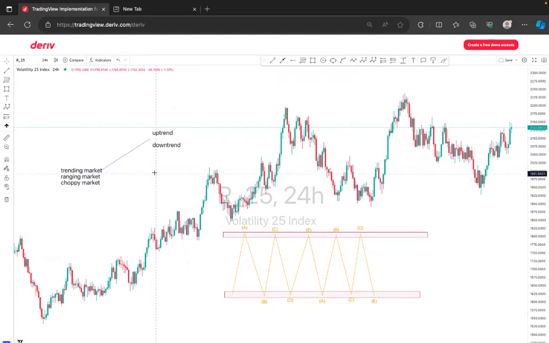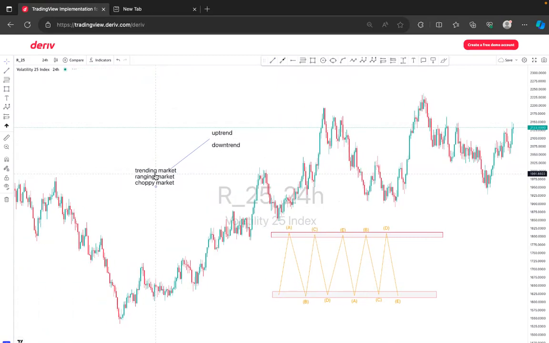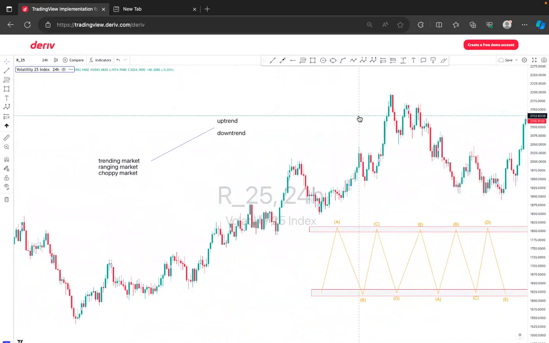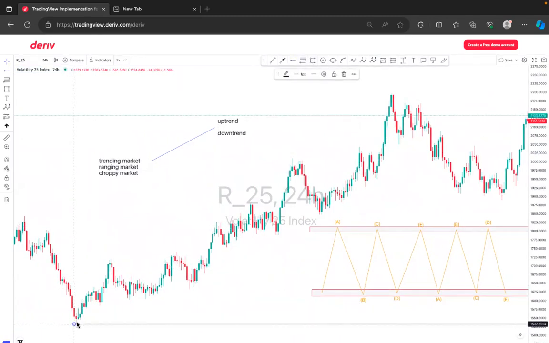So what do we mean by the uptrend? What do we mean by the downtrend? Looking at the chart we have on the screen now, we can see where the chart started from and we can see the ending position. This is where the chart started from here, and it ended here.